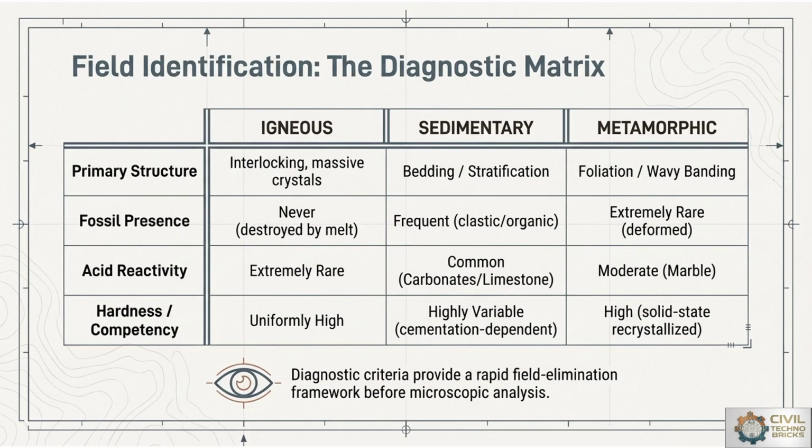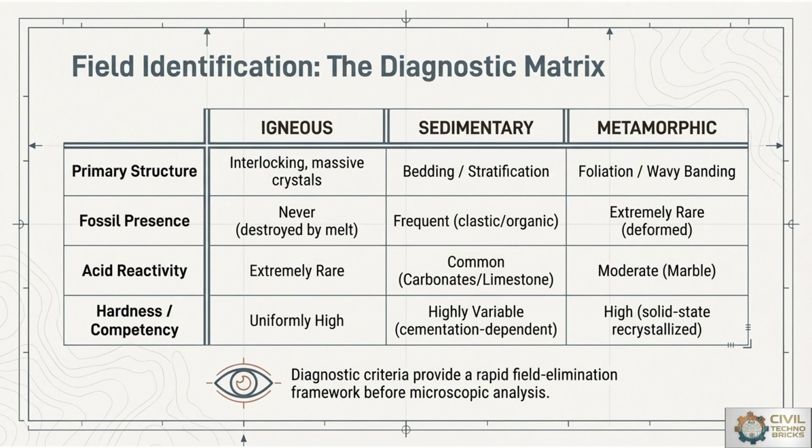The third one will be the metamorphic type of rocks. They display foliation or wavy banding. Recrystallization under heat and pressure often produces rocks with high competency and distinctive structural patterns. Metamorphic rocks display foliation and mineral alignments.